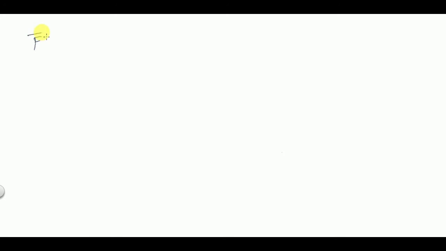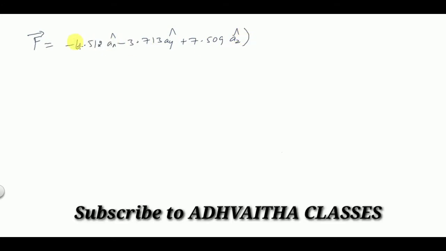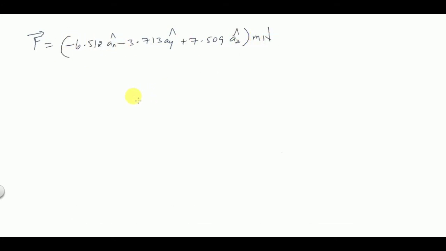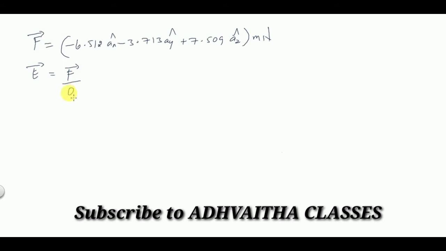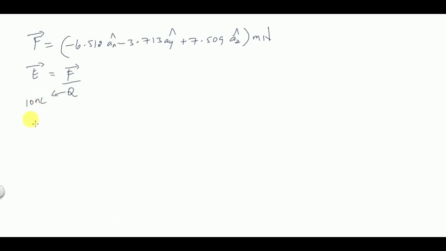Okay, so just now we have obtained the force as minus 6.512 AX cap minus 3.713 AY cap plus 7.509 AZ cap millinewtons. Okay, so next we have to find electric field intensity. So what is electric field intensity? It is force per unit charge. Okay, so this unit charge is 10 nanocoulomb charge, which is located at 0, 3, 1. So we have already found the total force. Okay, so total force is this, and if you divide it by the charge, you will get the electric field intensity at that point. Very simple, right?